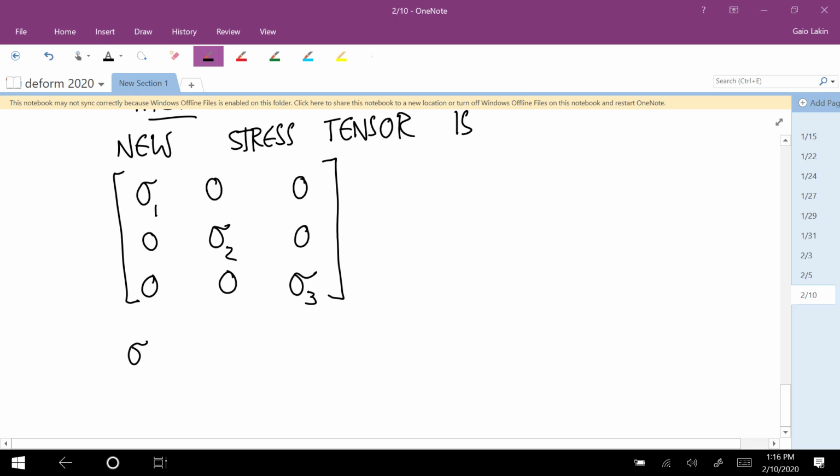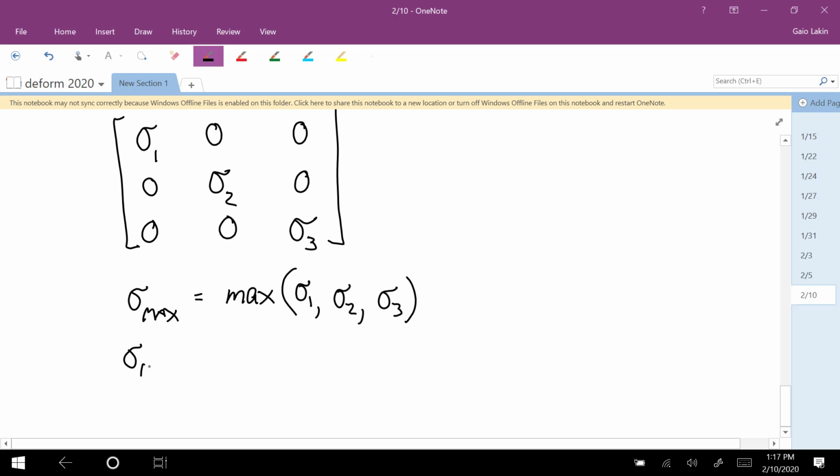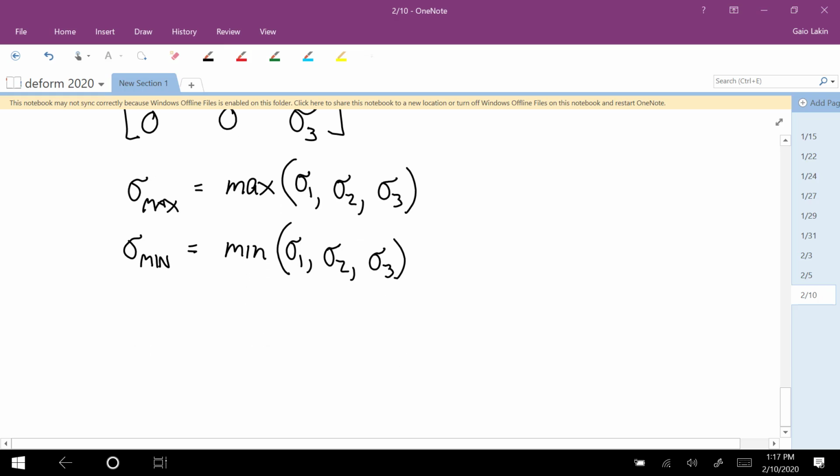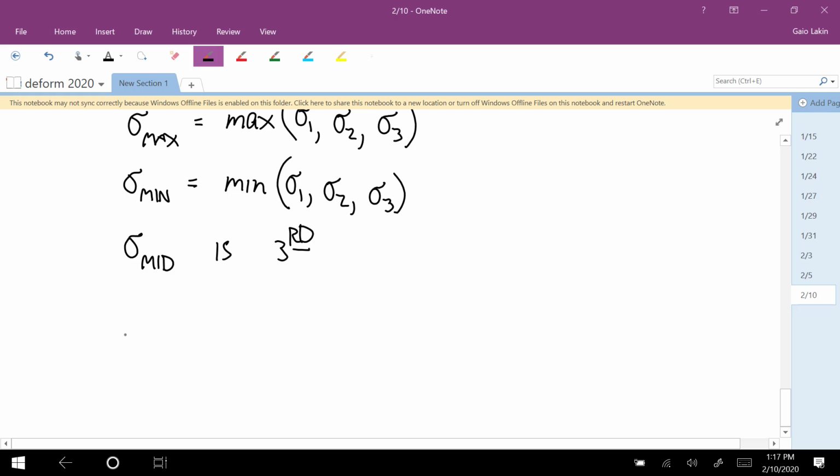Now, let's say sigma max is the maximum of those three. Sigma min is the min of those three. And sigma mid is the third one, whichever one isn't a max or a min. Okay. Now identify the axis corresponding to sigma mid.